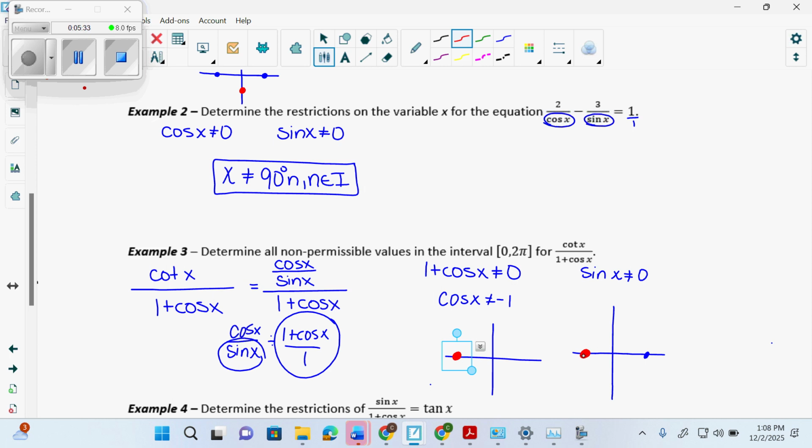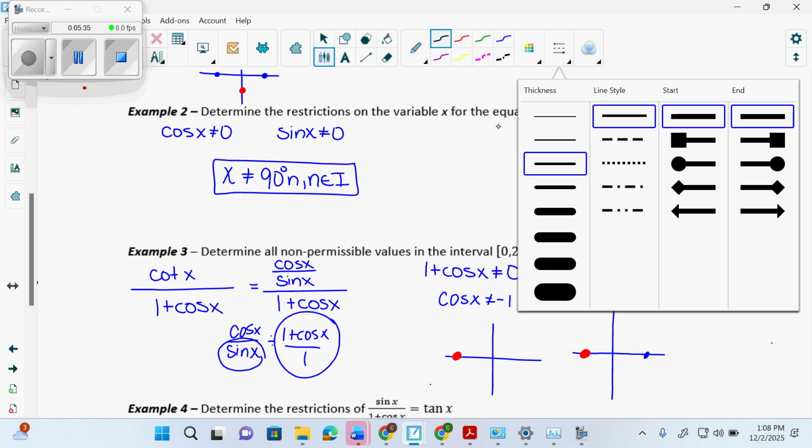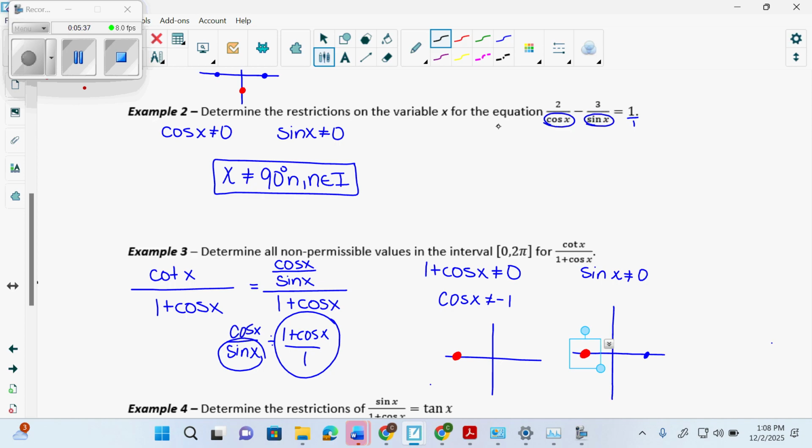No. The other thing we have to look at is this is 0 to 2 pi in square brackets, so it's inclusive. So we'd say x can't equal 0, pi, 2 pi. I did not give a general solution because they gave me a restricted domain. So if I'm not given a restricted domain, I state general solution, non-permissible values. If I'm given a restricted domain, I just state where those exist within that domain.